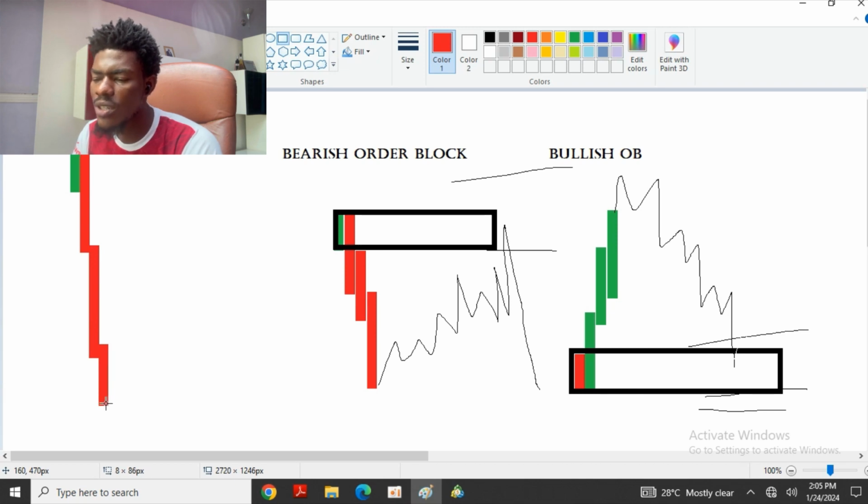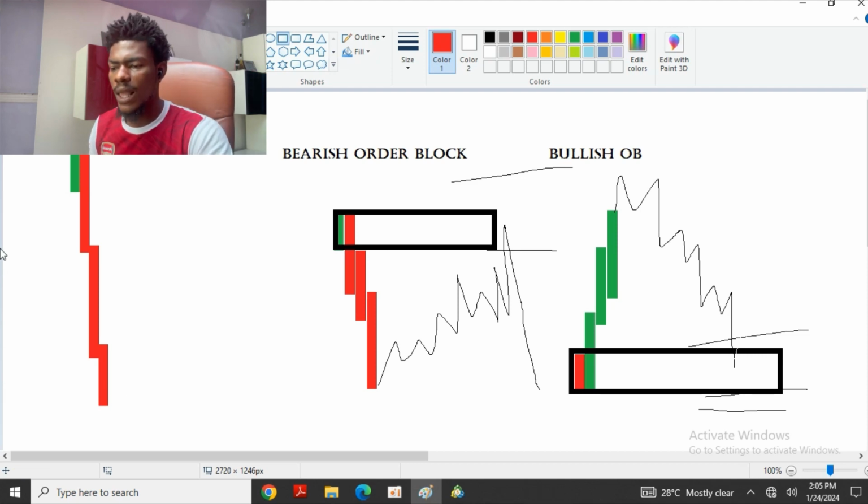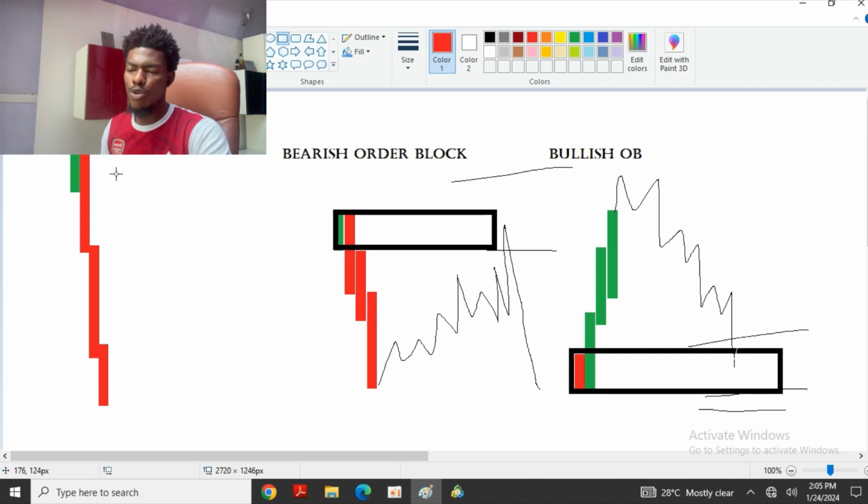The number one thing you should be looking for in an order block is that it should not be mitigated. Price must not have tested the order block before, even by a wick. A wick is like that line in a candle. Price should not have tested the order block before. It should be a free order block. That's number one thing about order block. Hope you're writing it down.